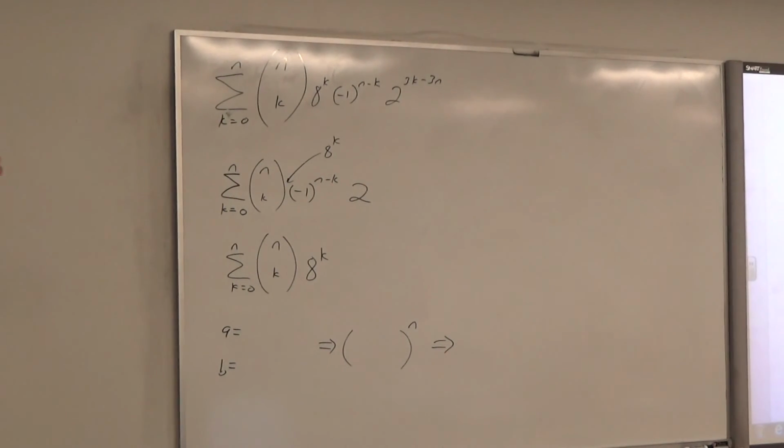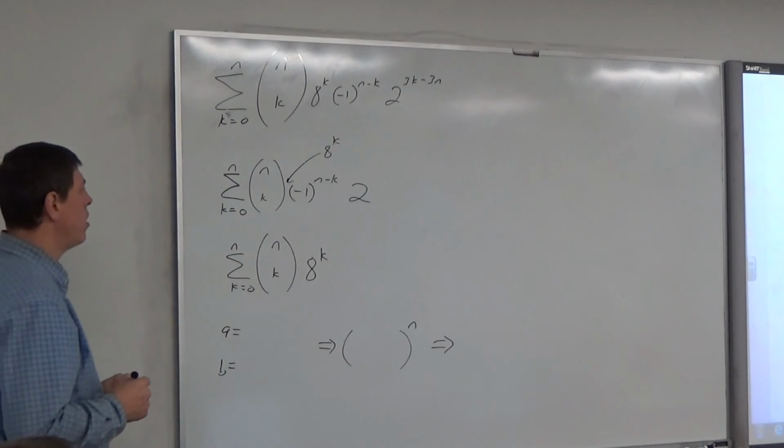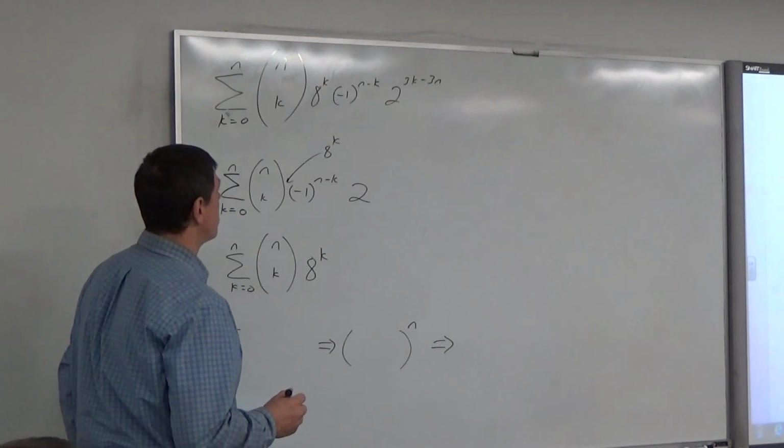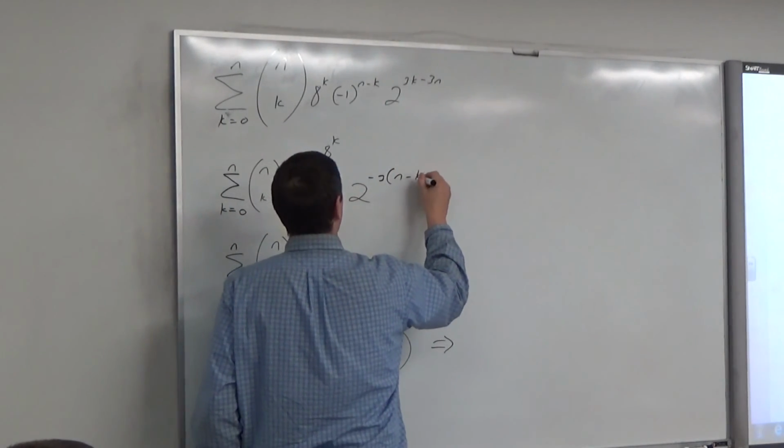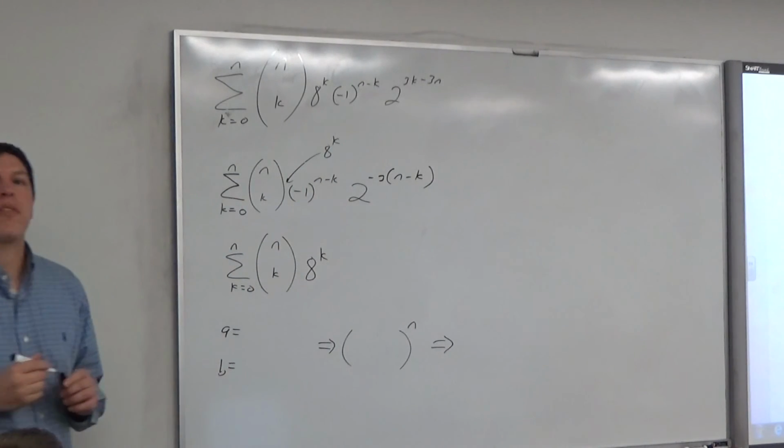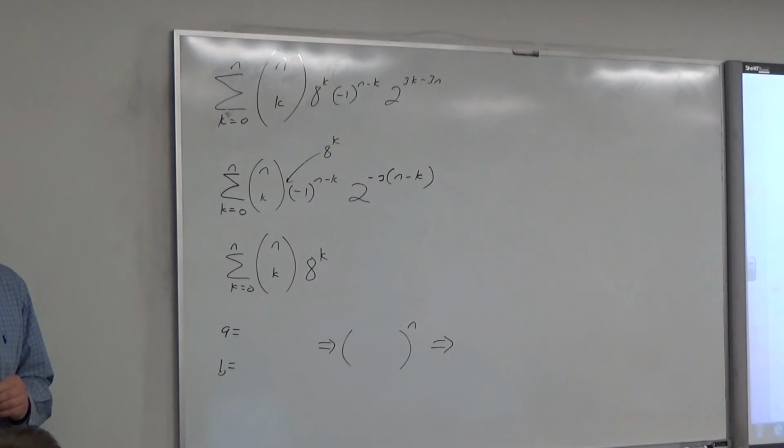Okay, so for the problem that we were just working on before, can somebody tell me what they did to start this problem to be able to put it into the correct form? Negative 1 to the n minus k, then 2 to the power negative 3, n minus k, multiplied by 8 to the k. So basically, you just factored out the negative 3 to start. Okay, that looks good to me.